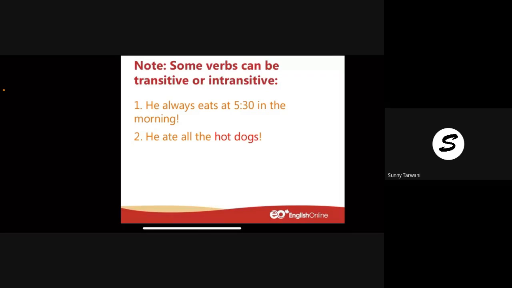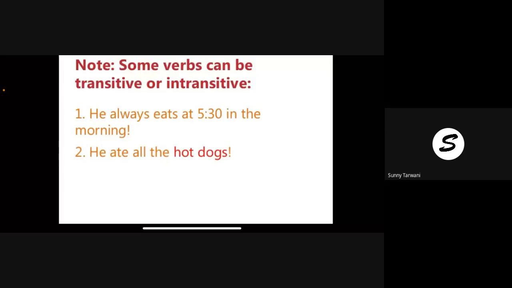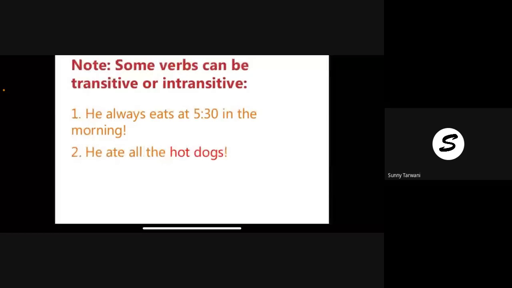Okay, now here there is a question. Some verbs can be transitive and also intransitive. See the first one and the second one. Tell me what the verb is in each, and which one is transitive and which one is intransitive. He always eats at 5:30 in the morning. Eat is a verb, and is the object in the morning? No, sir, it is intransitive, because in the morning is time. You have to ask the question when, but we cannot ask the question when. Yes, it is intransitive.